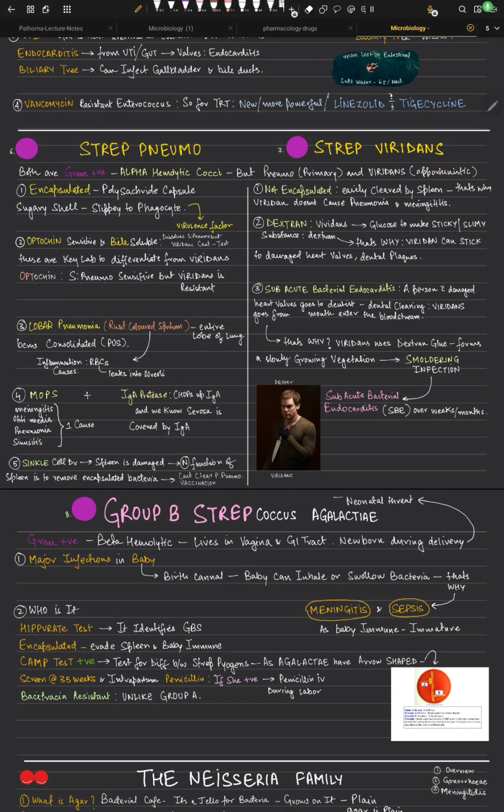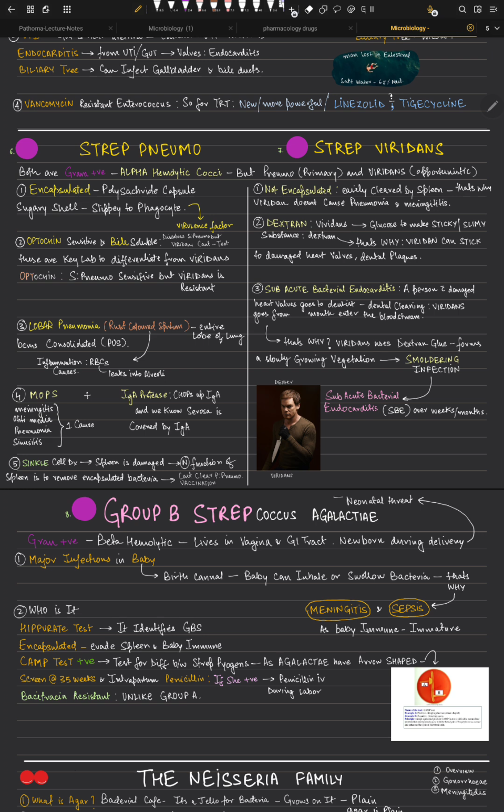To understand strep pneumo and strep viridans. Strep pneumo is more dangerous than the strep viridans. First point is this. Both strep pneumo and strep viridans are gram positive. It means they take up this purple stain. They are alpha hemolytic cocci. Cocci is the shape, right? Alpha hemolytic, I will explain what this is.